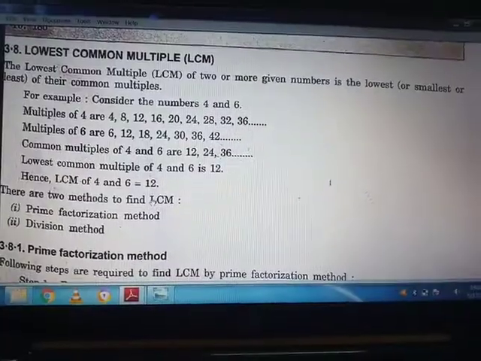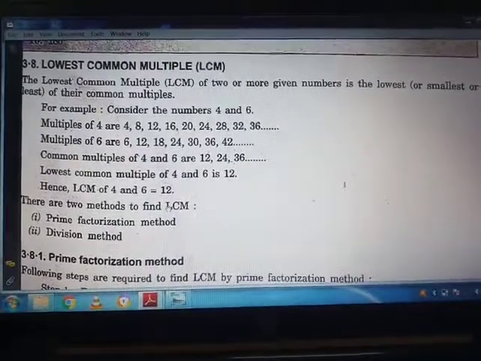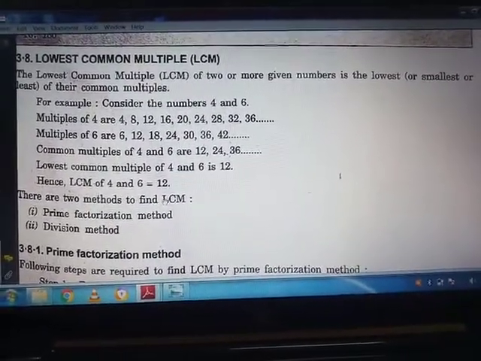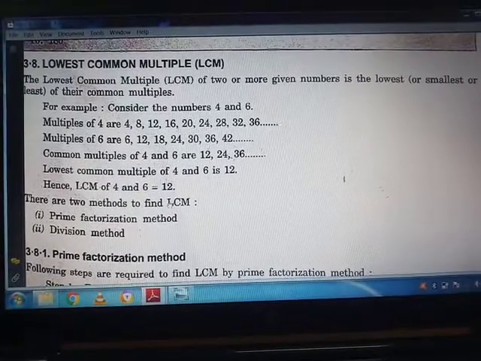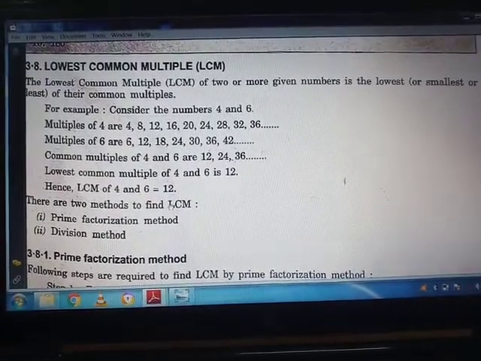Okay. First of all, remember the things. The LCM stands for lowest common multiple or least common multiple.